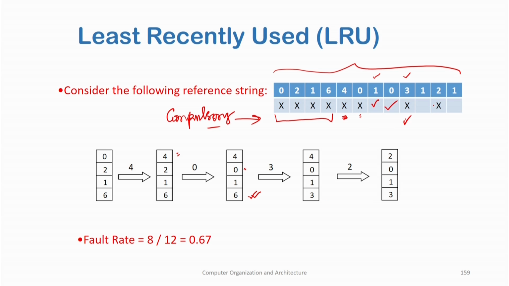6 is the least recently used, and therefore, 3 replaces 6. And then I have 1 is a hit, and then I have 2 is a miss, and who does 2 replace? 2 replaces 4, because 4 is the least recently used. So, using the least recently used scheme, the page fault rate is 8 out of 12, which is 0.67. Therefore, it is not as good as the optimal page replacement algorithm, because we cannot see the future, but it is not as bad as FIFO. It is the best that we can do looking into the past.